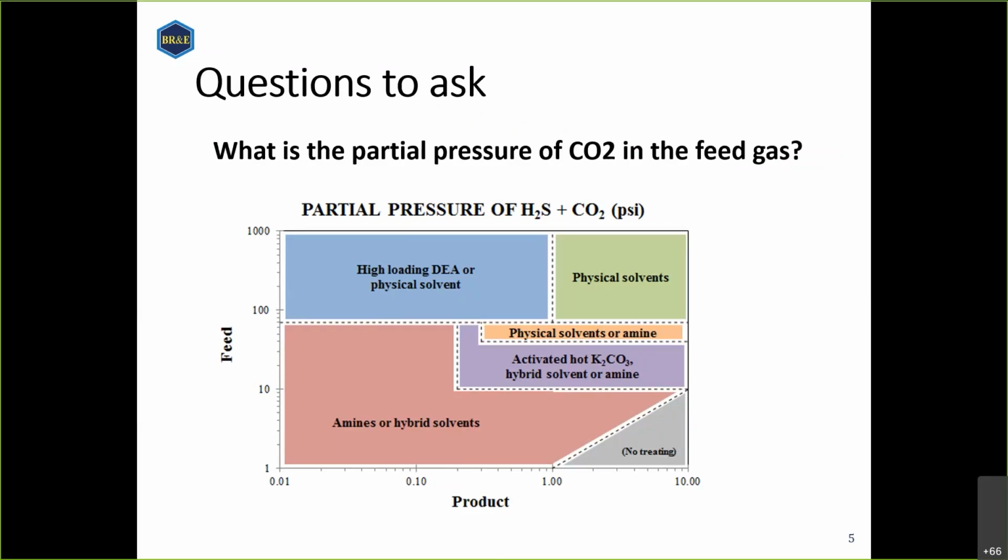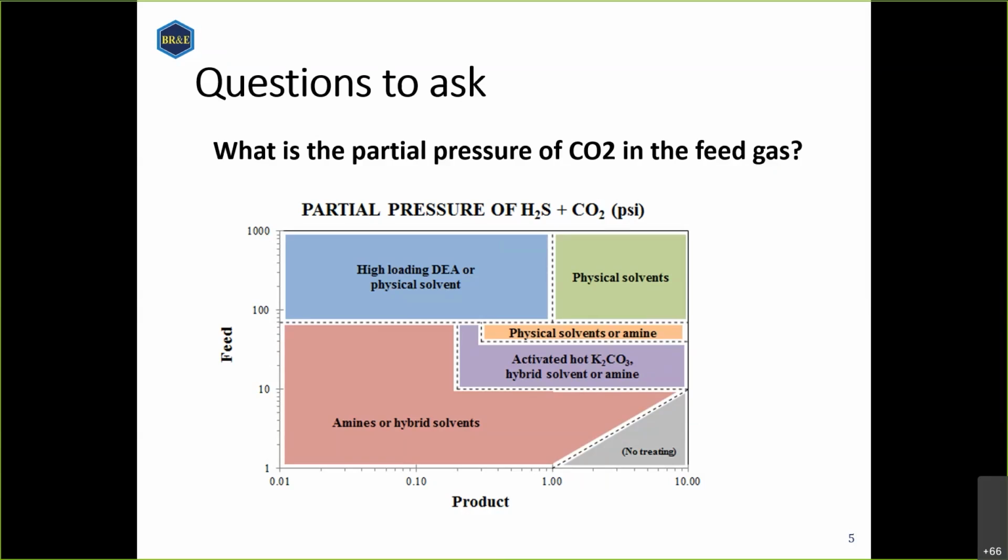And what we see is that if we need to achieve a really, really low final partial pressure of CO2 in our product, and the feed partial pressure of CO2 is low, we'll probably need to use an amine. And if we're at a very high partial pressure of CO2 in our feed, that's when we can start thinking about using physical solvents. So that's really going to be the big thing that helps us determine, do we want to use a chemical solvent like an amine or a physical solvent?